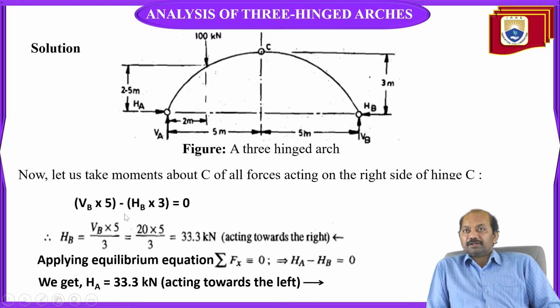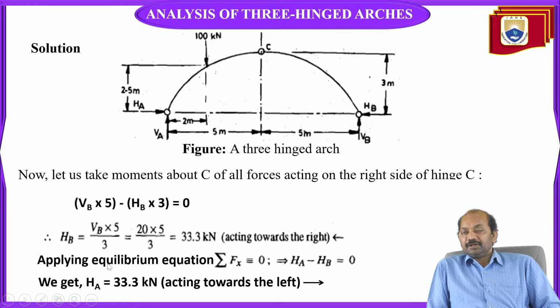Now, we calculate HB is equal to VB into 5 by 3. VB we already calculated, which is equal to 20. You substitute that 20 in the place of VB, it becomes 20 into 5 by 3. That means 100 by 3. Then HB is equal to 33.3 kilonewtons acting towards the right side. This is the direction of this force.